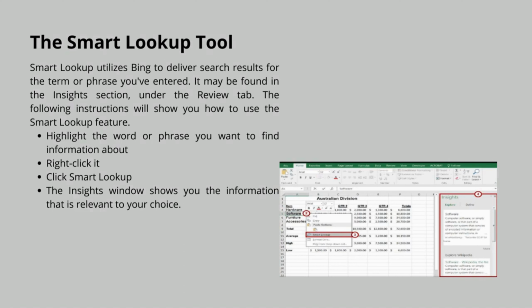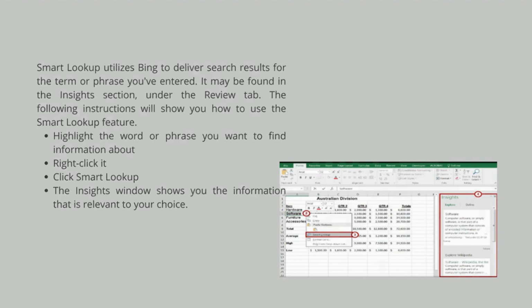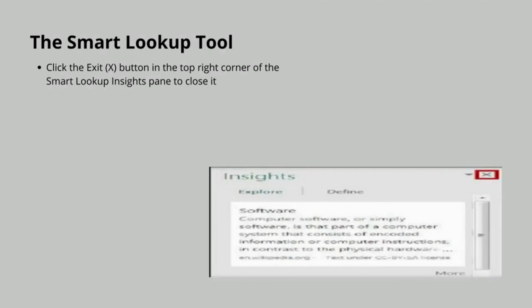The Smart Lookup tool. Smart Lookup utilizes Bing to deliver search results for the term or phrase you've entered. It may be found in the Insights section, under the Review tab. The following instructions will show you how to use the Smart Lookup feature. Highlight the word or phrase you want to find information about. Right-click it. Click Smart Lookup. The Insights window shows you the information that is relevant to your choice. Click the Exit X button in the top right corner of the Smart Lookup Insights pane to close it.